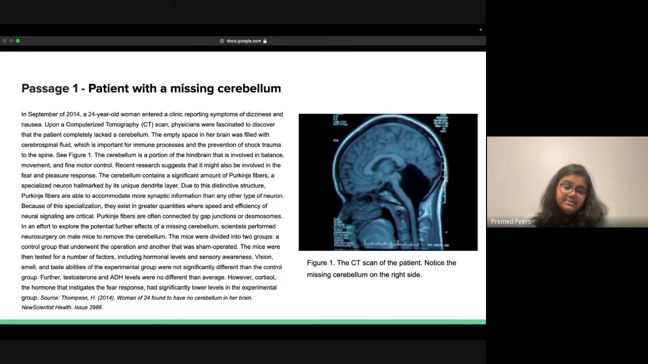Vision, smell, and taste abilities of the experimental group were not significantly different than the control group. And then hormones like testosterone and ADH levels were no different than the average. But cortisol, the hormone that instigates the fear response, had significantly lower levels in the experimental group. So that's the important piece of information that we need to know for this question.